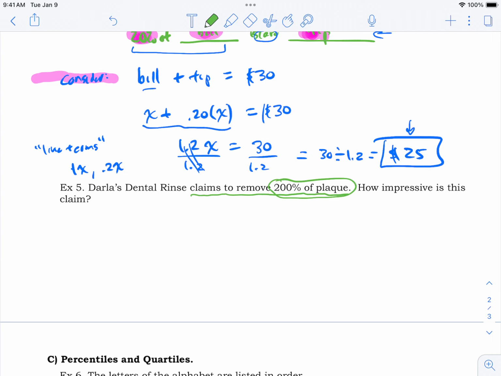So I just want you to picture yourself in the store looking at this bottle that says it removes 200% of the plaque and asking yourself, are you impressed? And if so, why? And if not, why not? I guess is the full question. So how impressive do you find that?